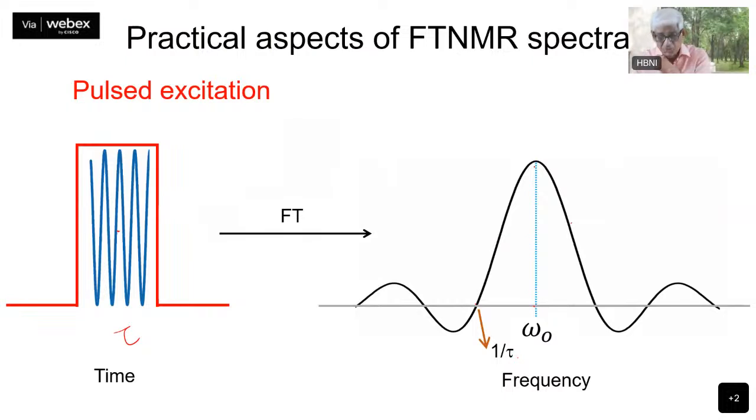Notice this: how much should tau be? If tau is equal to, let us say, 1 second, what happens then? 1 by tau is 1 hertz.